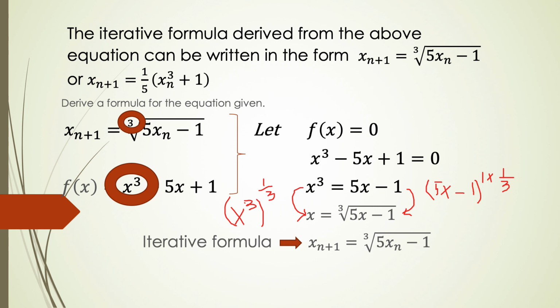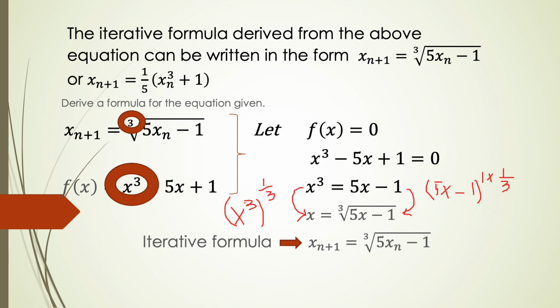So I compare it to the iterative formula I want to derive, that has a cubic root. So I keep the x to the power 3 at the left side, and all the variable and the constant, I bring it to the right side. To change the x to the power 3 to x, I multiply the power 3 by 1 over 3. And same for the function 5x minus 1 in brackets, I also multiply the power by 1 over 3. So now I have x equal to cubic root 5x minus 1.